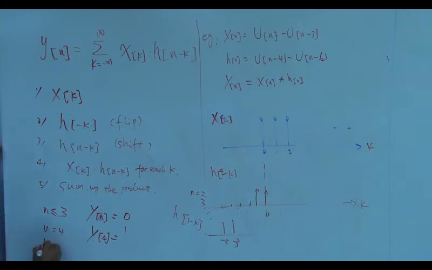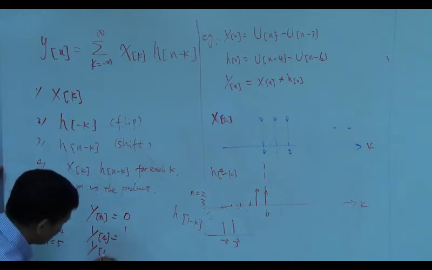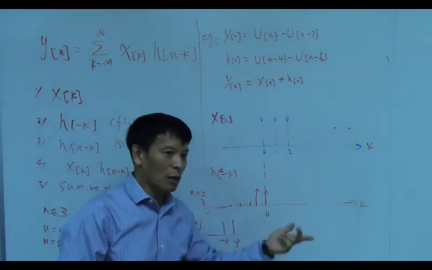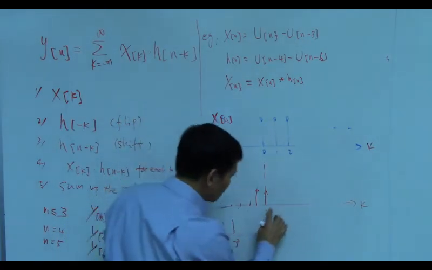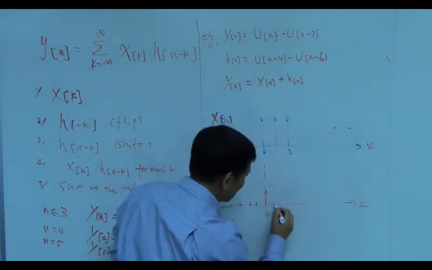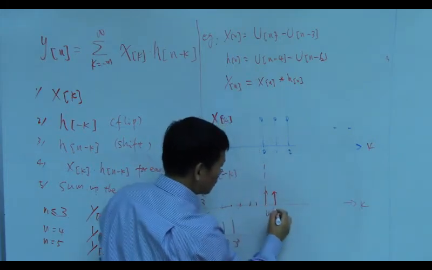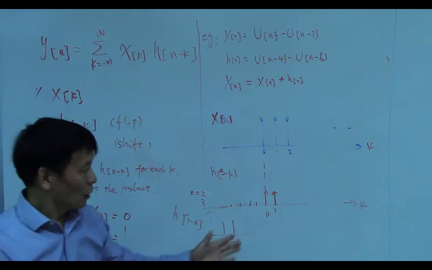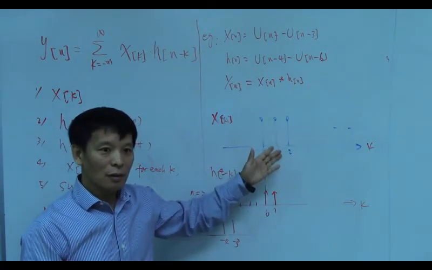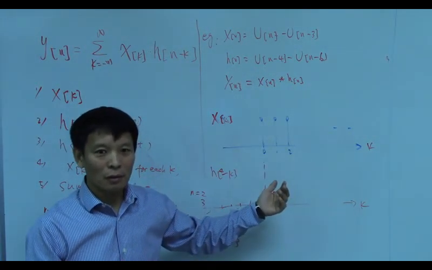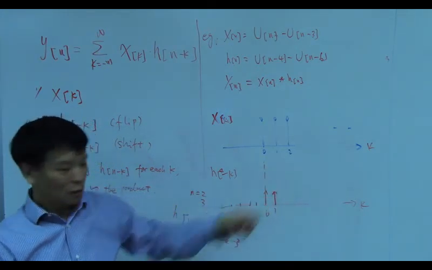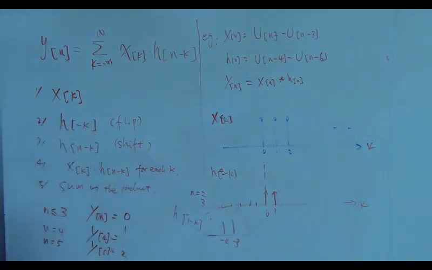The next one will be n equals 5. And give us the output when n equals 5. So we continue to shift this one to the right by one more. So this one will be here, and this one will be here. So it's from 0 and 1. Now you multiply. You add. What do we have? 2. Everybody get 2? Right, so that's y[5] equals 2.